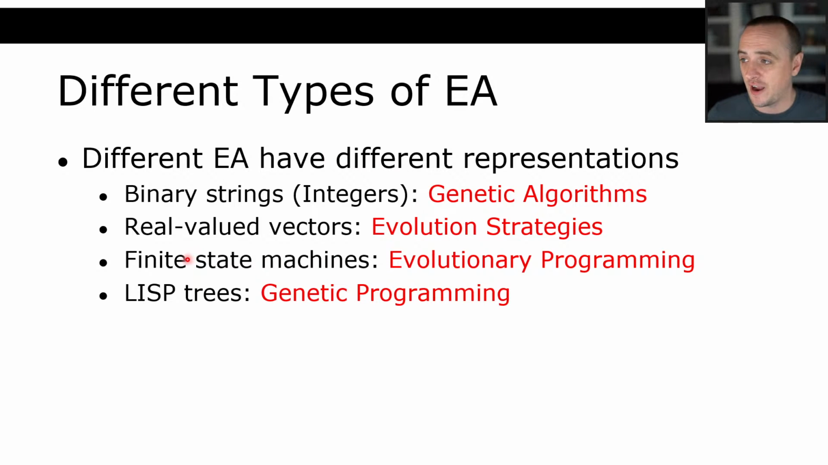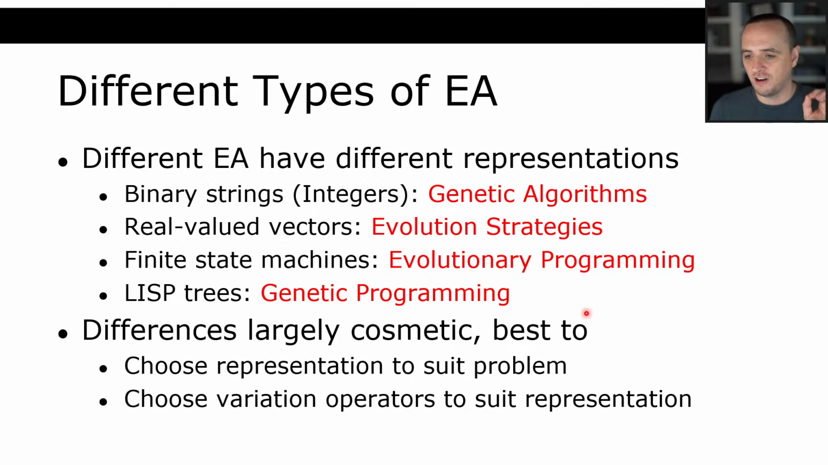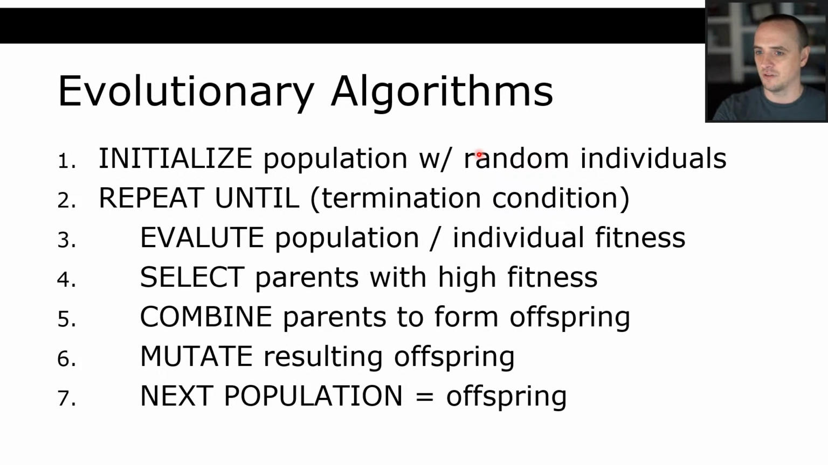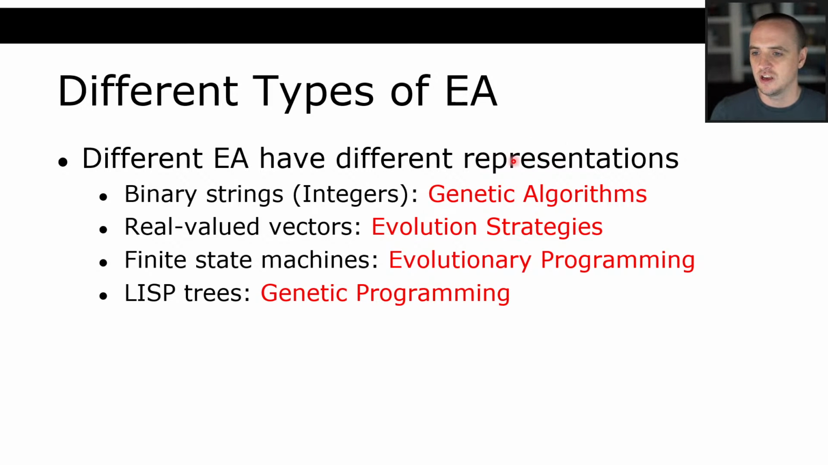If we use a finite state machine as our representation, that is called evolutionary programming. And if we use Lisp trees, which I'll talk about next time, we have genetic programming. The differences are largely cosmetic. So if someone asks you, should I use a genetic algorithm? Should I use evolutionary programming? Should I use evolutionary strategies? All you have to do is look at the problem and see how you're going to represent the individuals. That's the one you choose, but they all follow this algorithm. It's just the representation that's different.